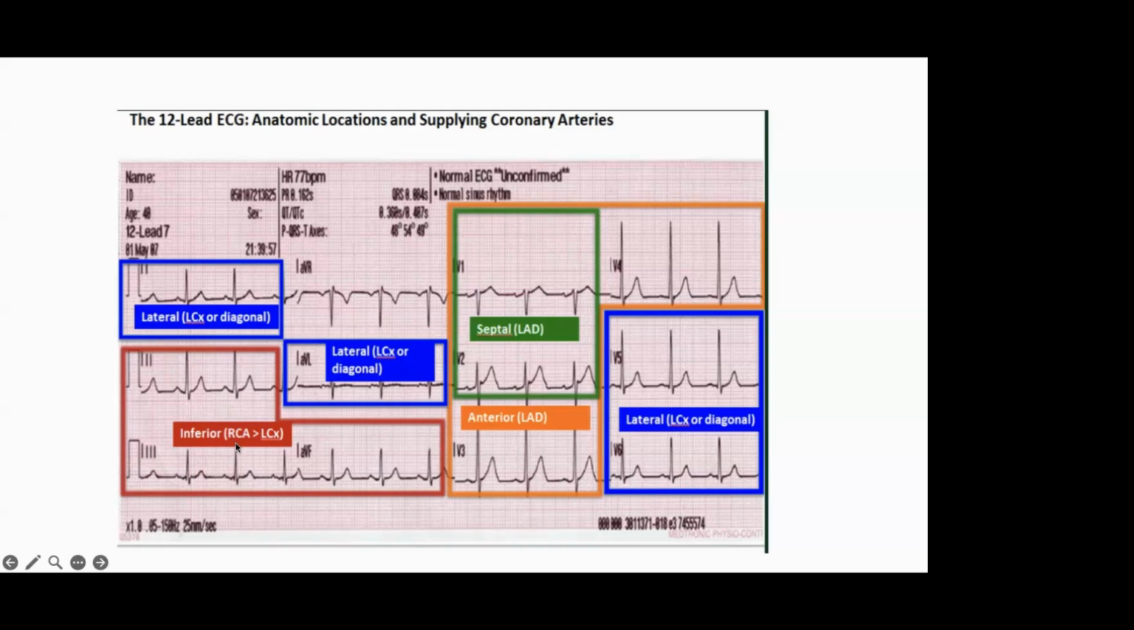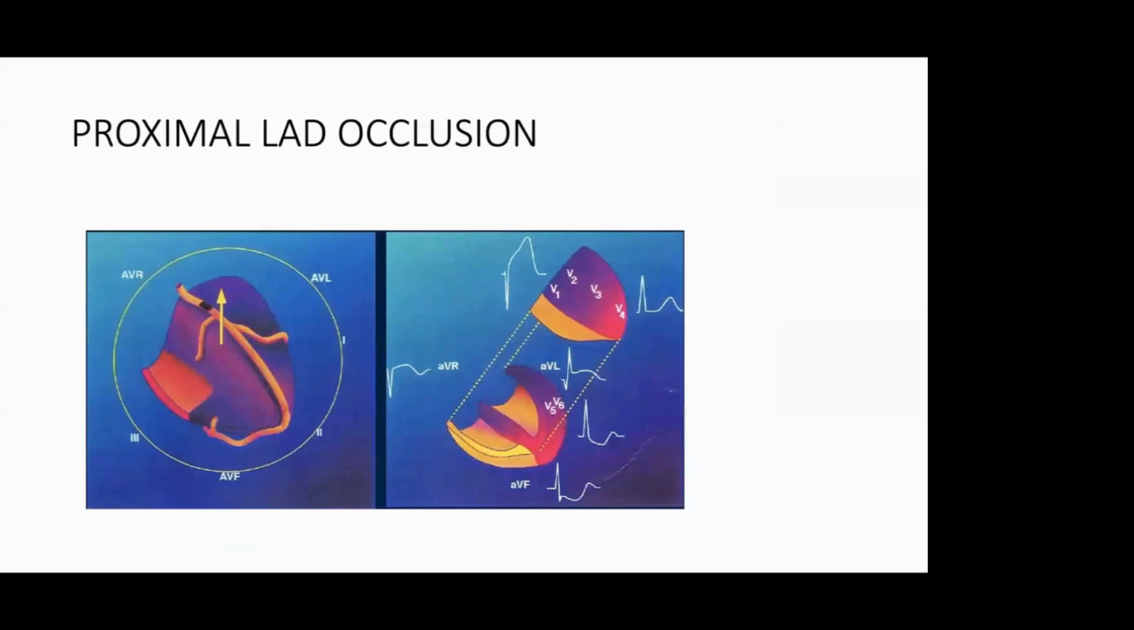II, III, aVF looks at the inferior part of the heart. It looks at the RCA territory. So any change in the inferior leads II, III, aVF, there is RCA infarction, and lateral is mostly supplied by the diagonal or by the major obtuse marginal branch of the left circumflex artery. So lateral changes, I, aVL or V5, V6, or sometimes inferior changes also can be seen in left circumflex coronary artery. So in proximal LAD occlusion, what happens?